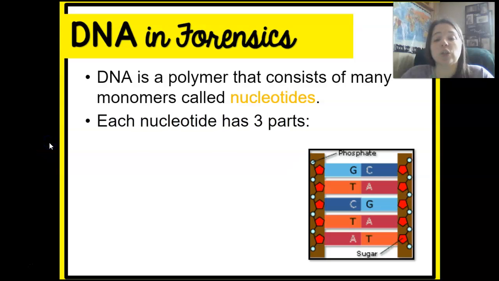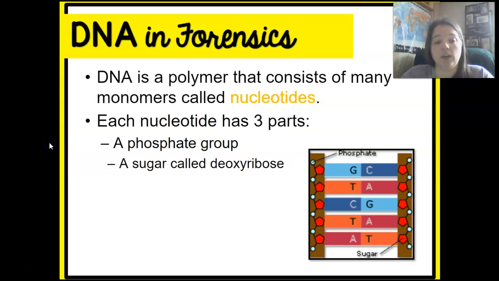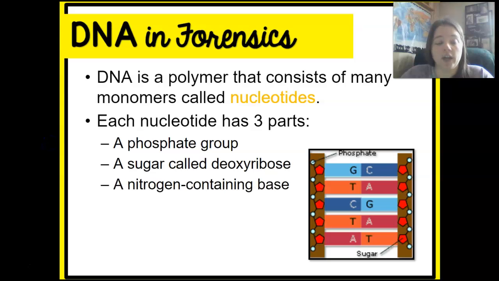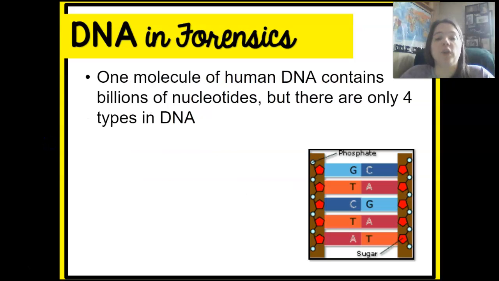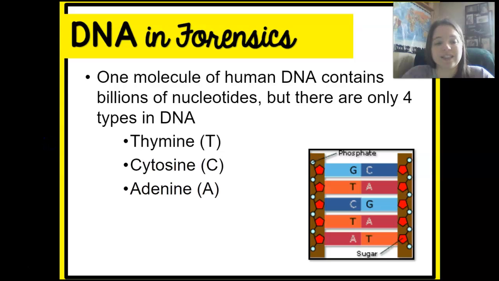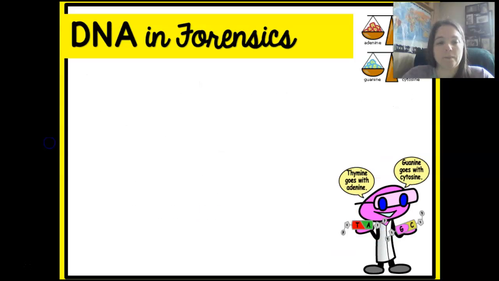Each nucleotide has 3 parts: a phosphate, a sugar, and a nitrogen. So the phosphate group is just a phosphate group. The sugar is called deoxyribose, and then a nitrogen-containing base. One molecule of human DNA contains billions of nucleotides, but there are only 4 types of bases. You've got the thymine, the cytosine, adenine, I can't say that, and guanine.